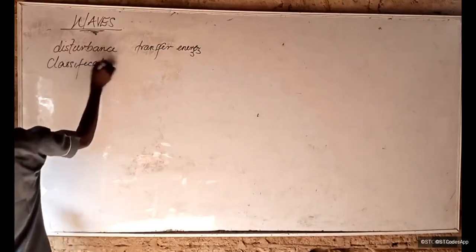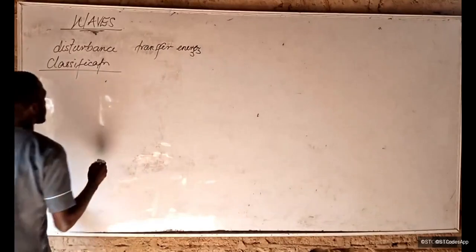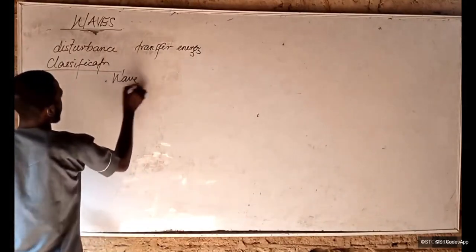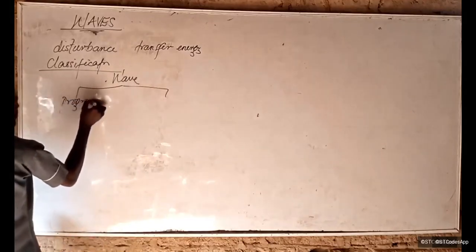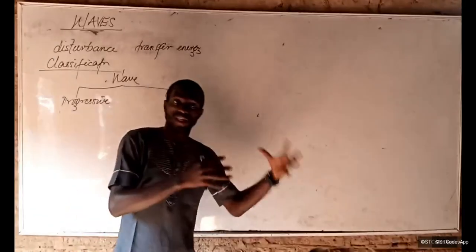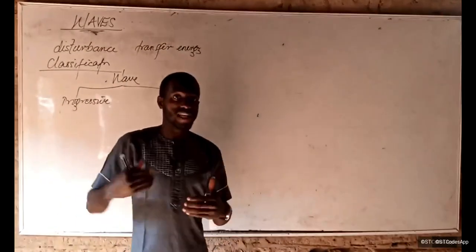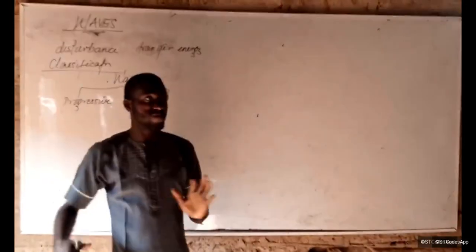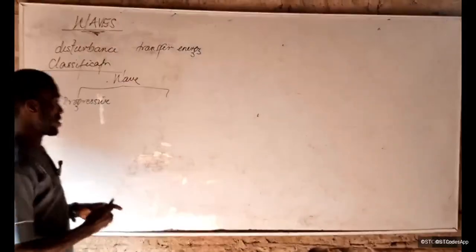So in the classifications, we have two broad classifications of waves. The first one is the progressive wave. So what is a progressive wave? When you say something is progressive, what does it mean? It means the thing is moving. So we say a moving wave or a progressive wave, a wave that is not stopping. A wave that ideally is just continuing. Is that okay? So that's a progressive wave.